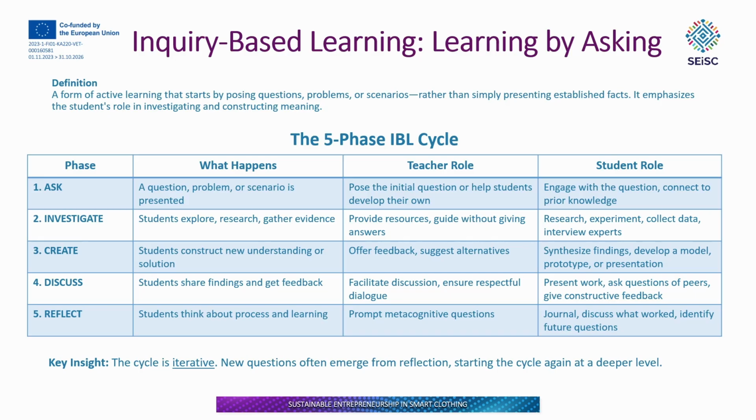Phase 4. Discuss. Students share what they've created. They present to peers, answer questions, and give and receive feedback. This phase is crucial because it exposes them to different perspectives and approaches. Phase 5. Reflect. Finally, students step back and think about the process itself. This metacognitive step, thinking about thinking, is what turns experience into deep learning.